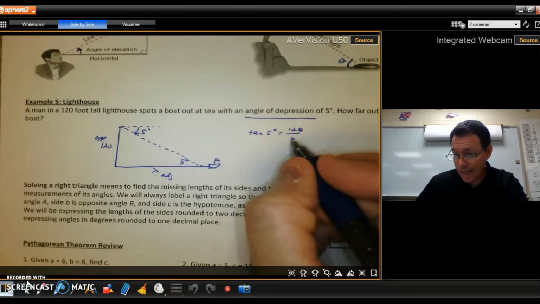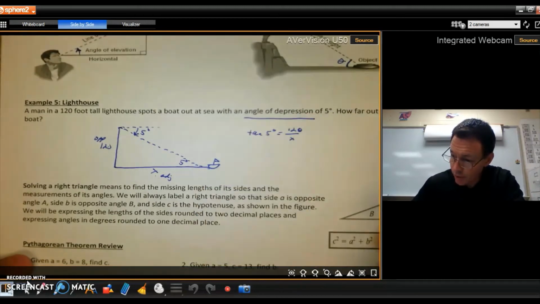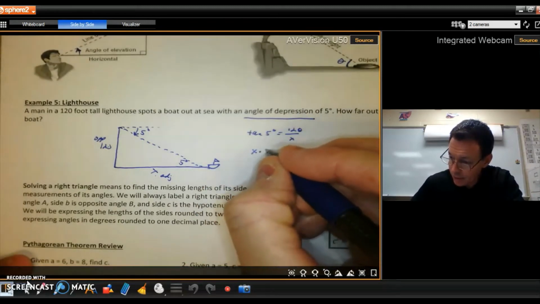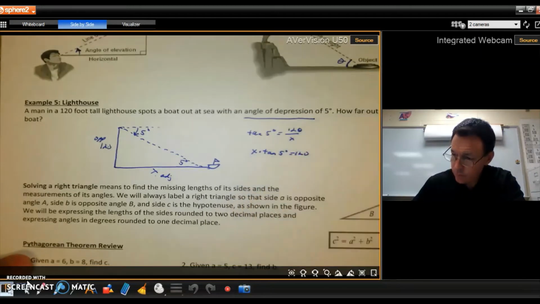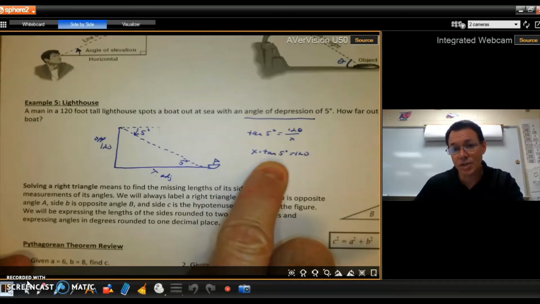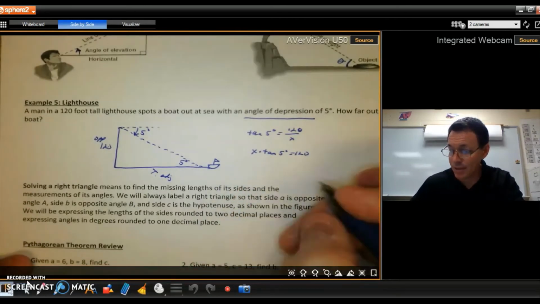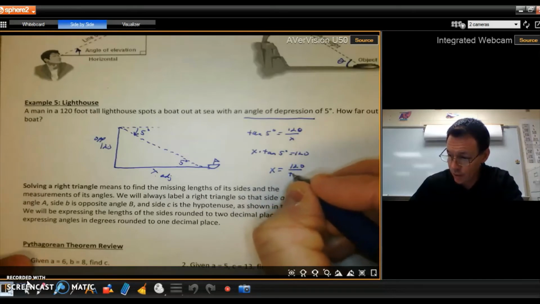You can't solve when an x is in the denominator. So cross multiply, move the x up here, and now to solve for x, since our x is multiplying the tangent of 5, we will divide by the tangent of 5. This is what we're going to put into our calculator.